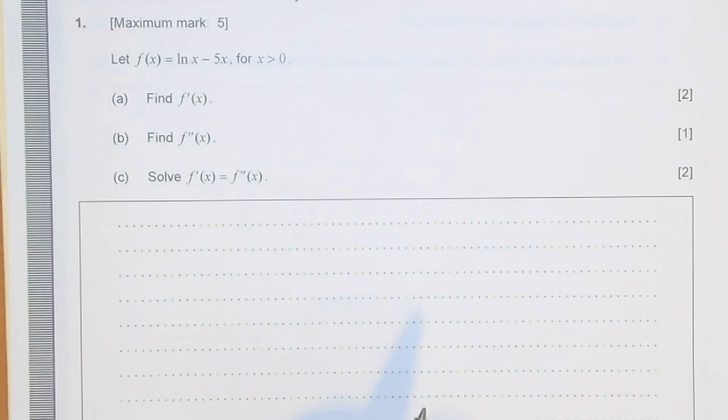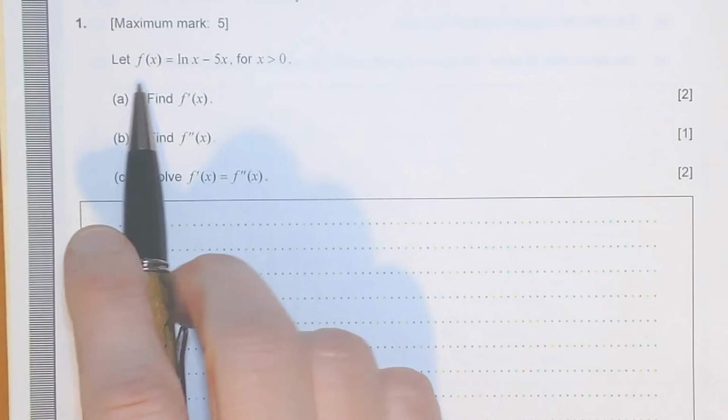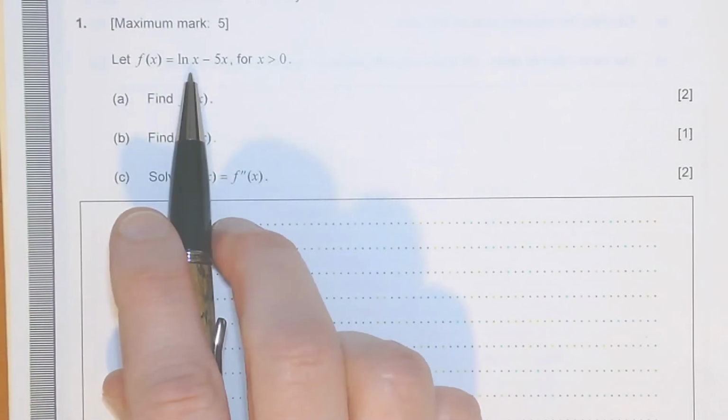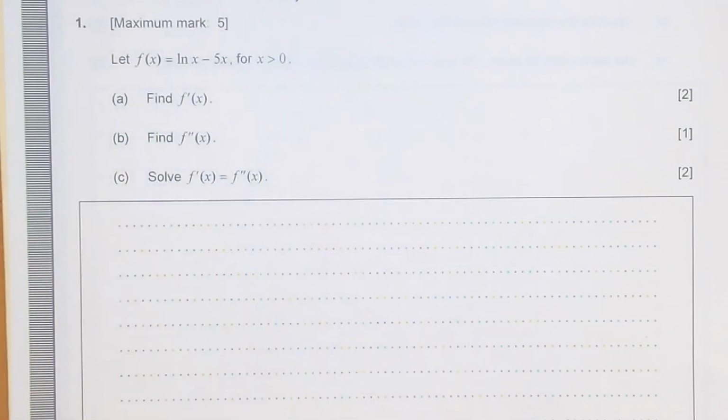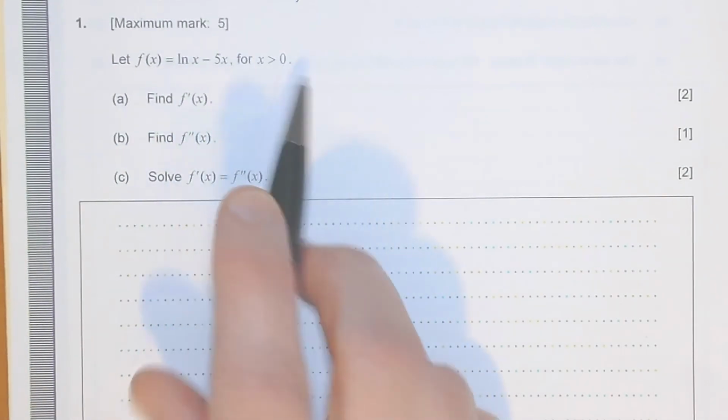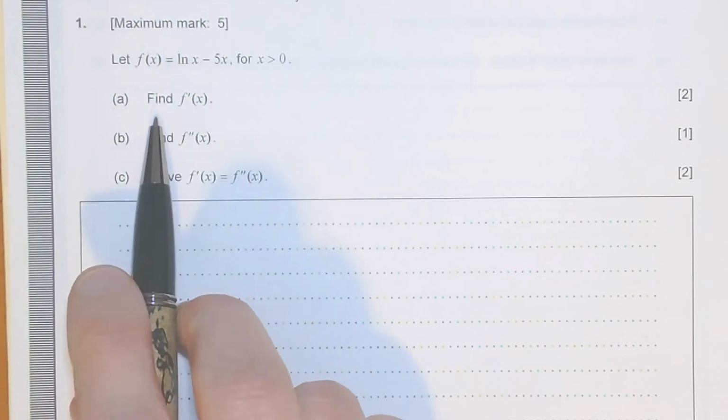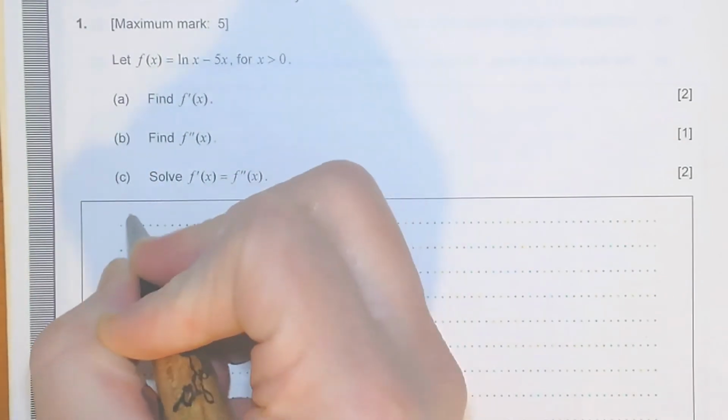So here's problem number 1 worth 5 points. That tells us it shouldn't be too terribly difficult or take too terribly long. We have some function, f of x is equal to natural log of x minus 5x, and notice that it's for x greater than 0. So let's start off by finding the derivative.